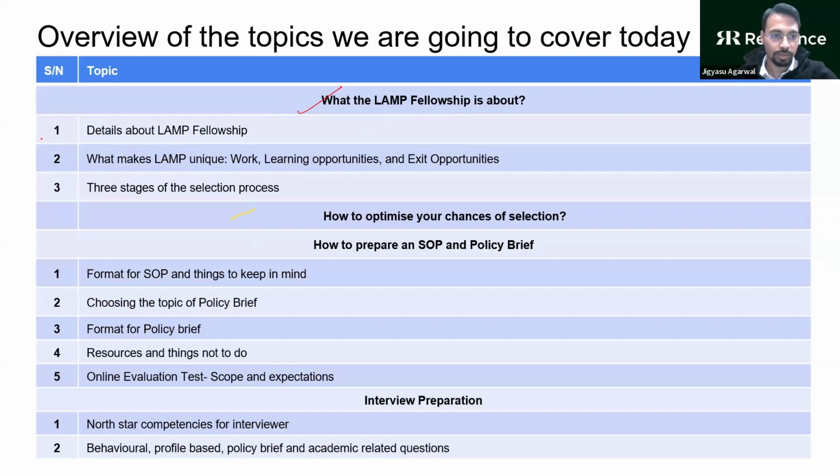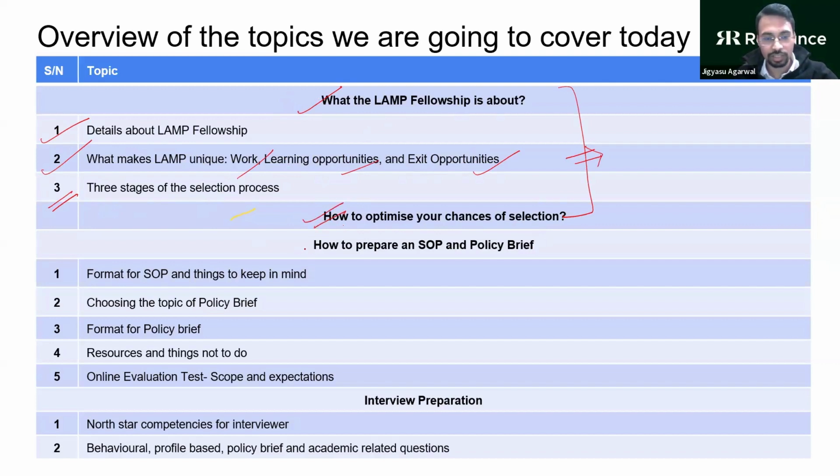So we will cover the details about the LAM fellowship: what makes it unique, the work, the learning opportunities, the exit opportunities, and the three stages of the selection process. This is widely available on the internet, so it is not something which makes this session premier. What makes this session premium is this: how to optimize your chances of selection.